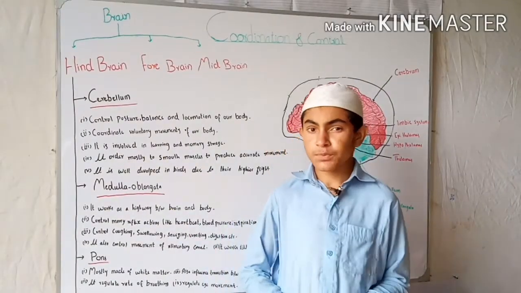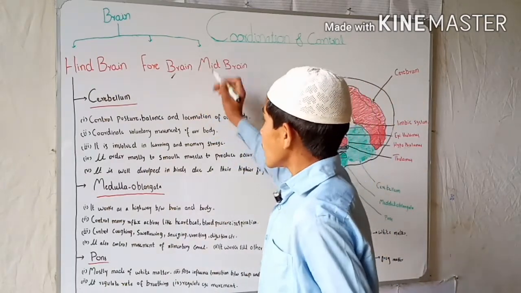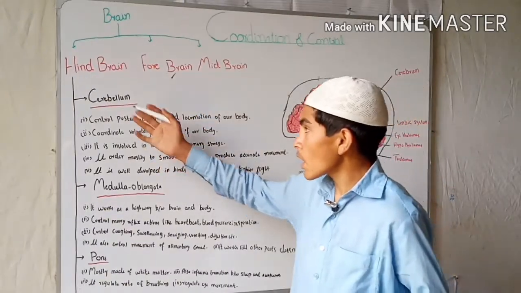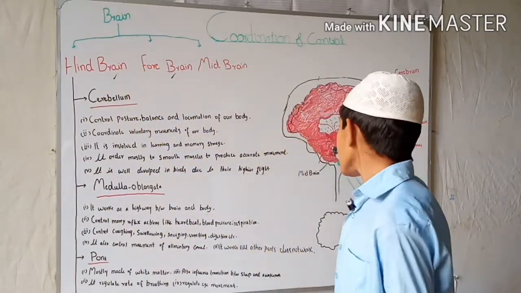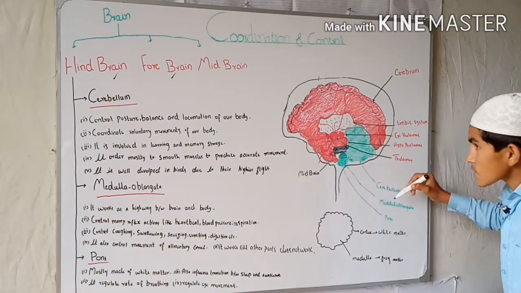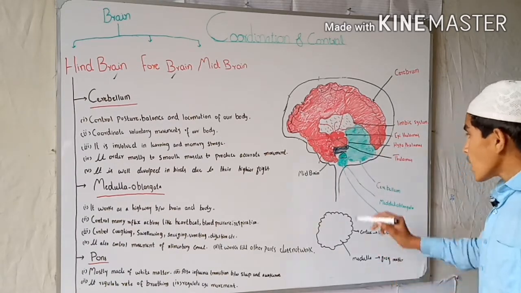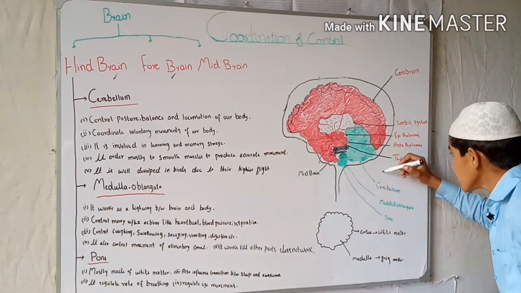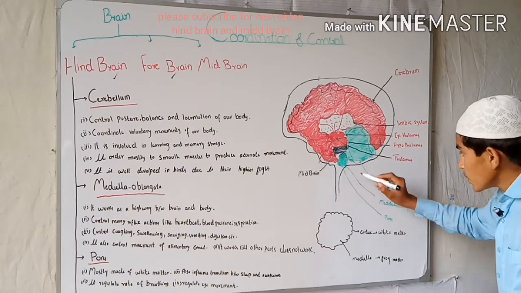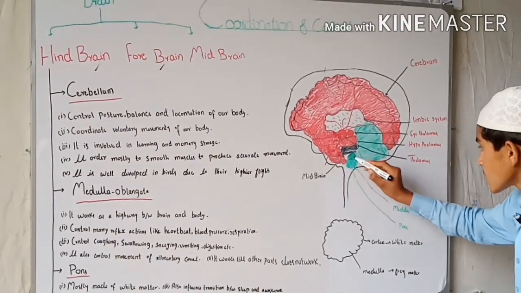Assalamu alaikum students. In the previous lecture we saw our forebrain. Now we are going to talk about the next part of the brain, which is the hindbrain. You can see here this whole green portion is our hindbrain. It consists of three parts: the cerebellum, which is this portion, the medulla oblongata, which is this portion, and the pons, which is this O-like structure.